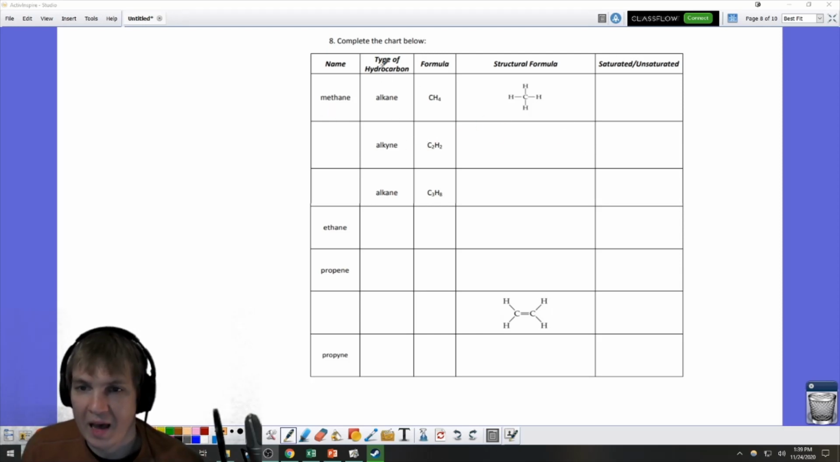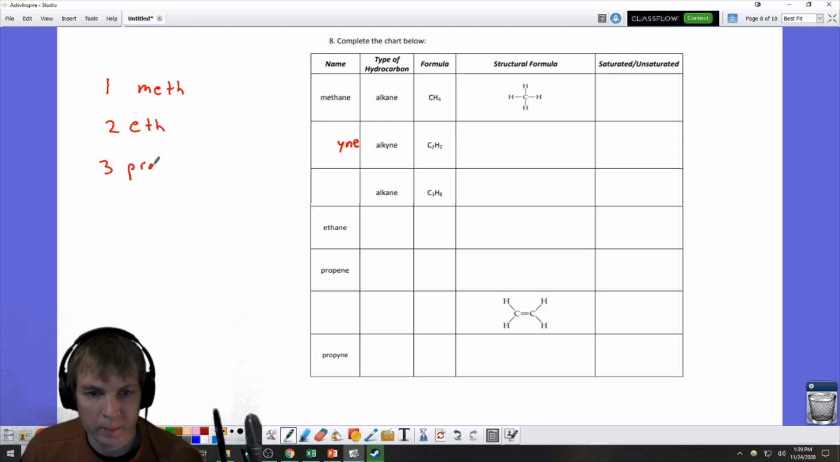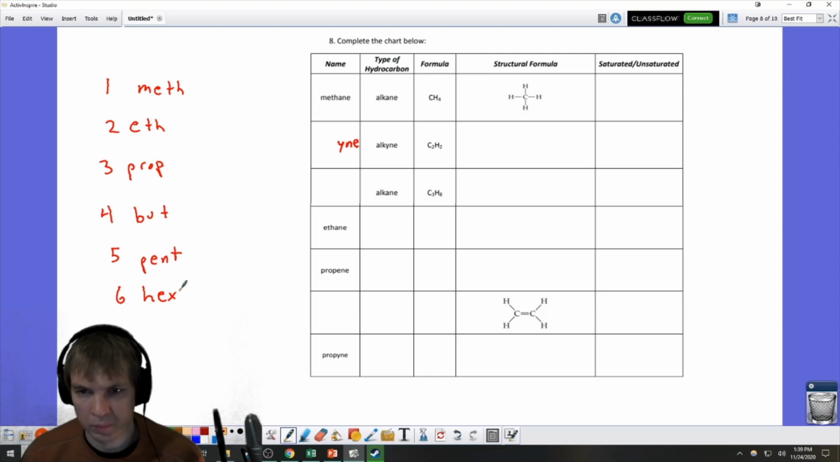All right, so we have the type of hydrocarbon, which is an alkyne, so we know it's going to end in yne, so I'm just going to write down Y-N-E. And I know it has 2 carbons. So if you remember, 1 was meth. I'm just going to write this down on the side. 2 was eth. 3 was prop. 4 was but. 5 was pent. And then 6 was hex. And that's all we're going to need for now. There are more, but we're not going to get into them.